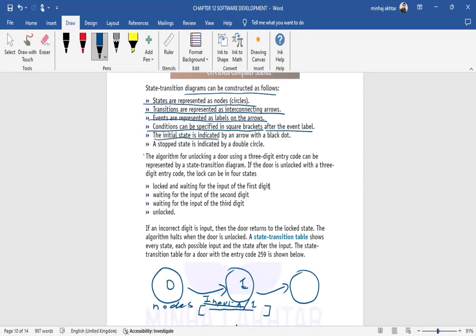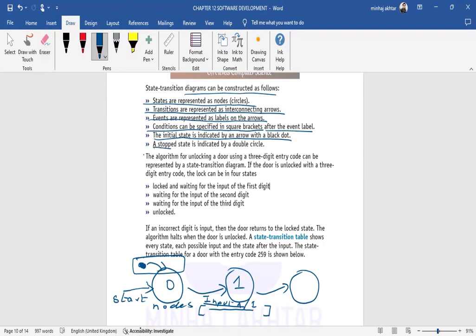Next, the initial state is indicated by an arrow with a black dot. What does it mean? It means that the state transition diagram is being started with the help of a black dot with an arrow like this. So once you see this, it means this is the start point. Is it okay, guys? If you see an arrow with a black dot, it means it is a start. So I'm going to write start.